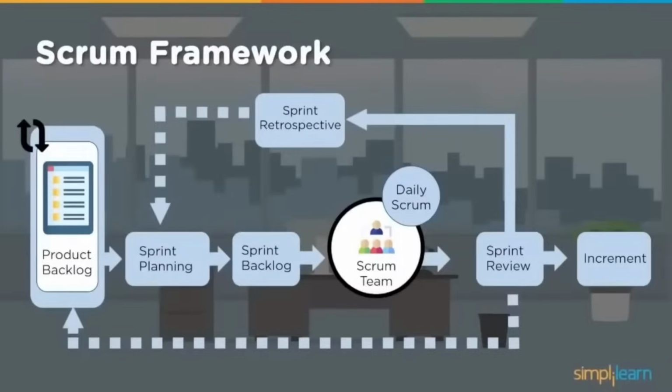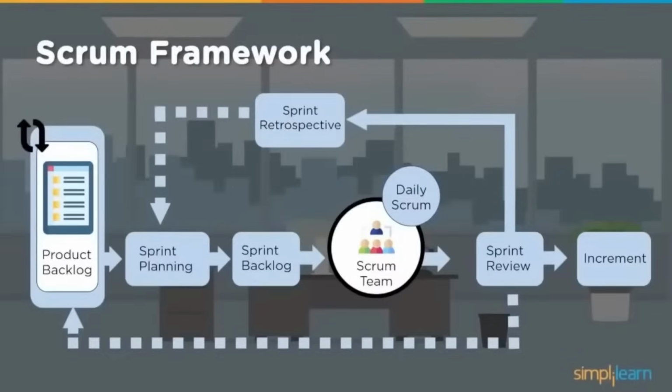Then the increment is delivered, and at the same time there is a retrospective, where what was planned versus what is being delivered is checked. At the same time, the review points come and get updated to the product backlog as well, to the product owner. So the product owner should be aware of what is delivered and what is pending to be delivered, and that increment is further delivered.